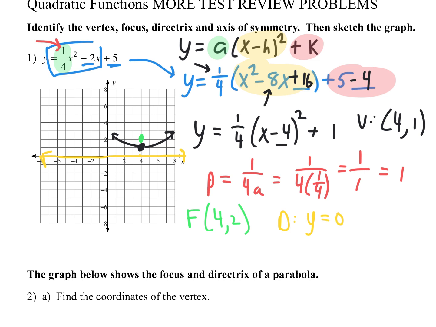Okay, and then finally the last piece that we need here is the axis of symmetry. That's always just going to go right through the vertex. Okay, and in this case it'll be a vertical line like that. So the axis of symmetry will be the line x equals 4.